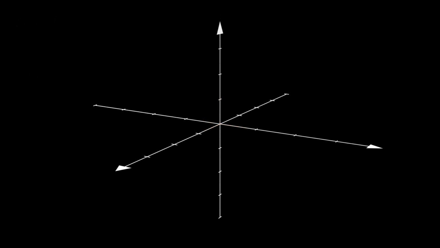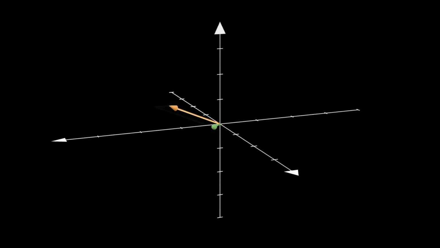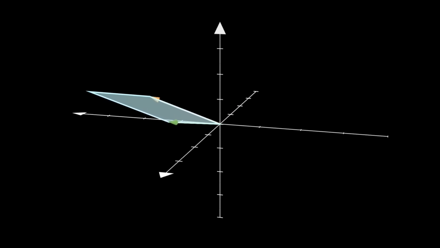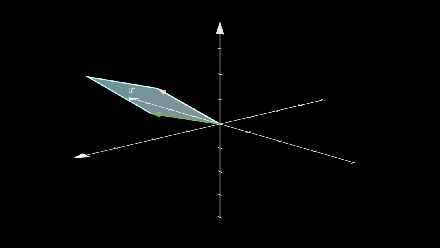Now let's take two arbitrary vectors, vector A and vector B. We draw them in space, then form the parallelogram they span. Now the cross product of A and B, A cross B, is perpendicular to this parallelogram, and its magnitude gives the area of the parallelogram.